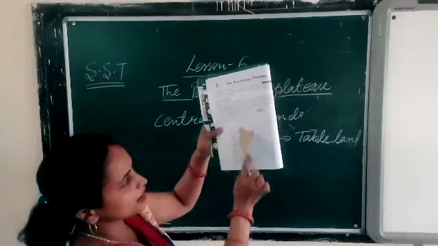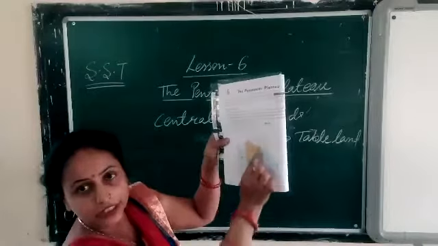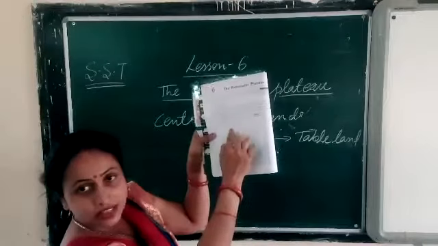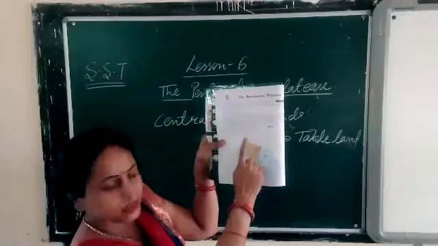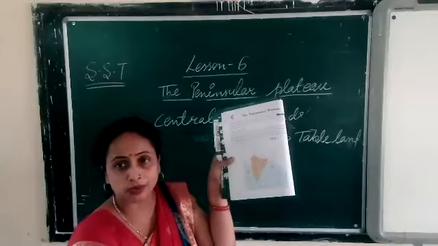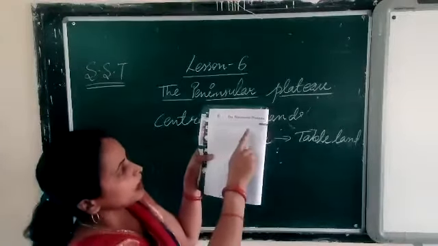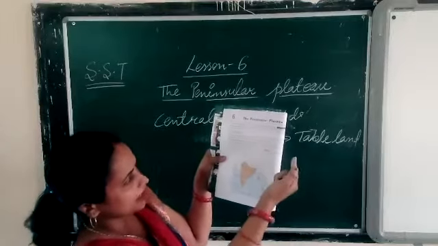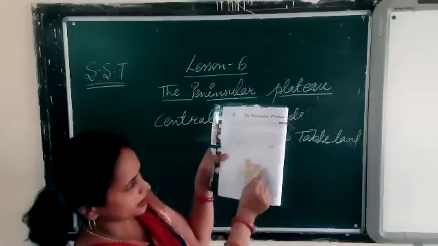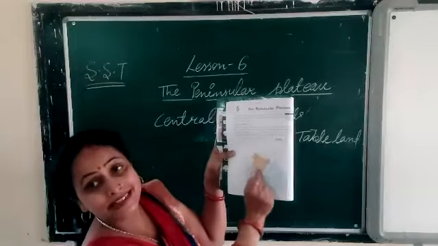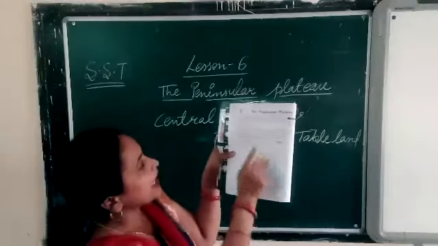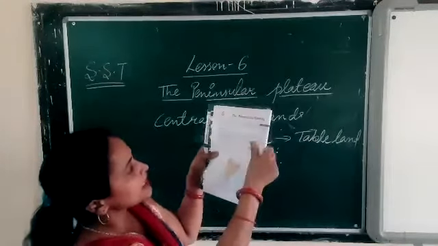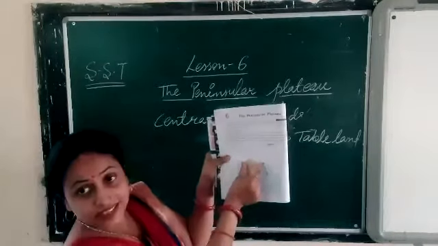This is the central part. These are the areas of the plateau, this color part. Are you able to see this color part? Now, it includes the central highland. So this is a central highland. This area is called what? Central Highlands.